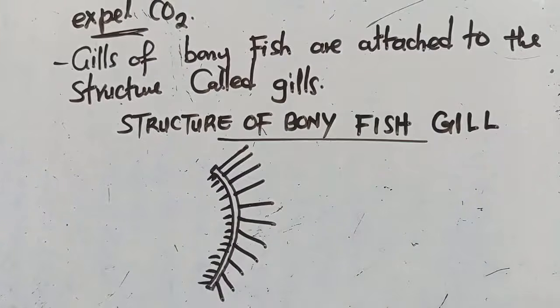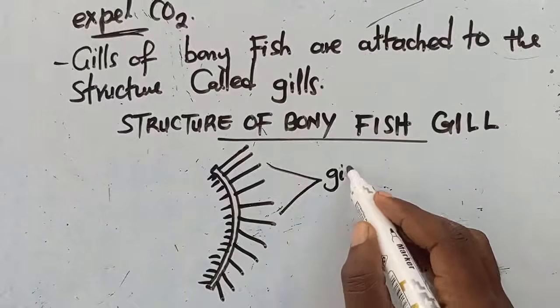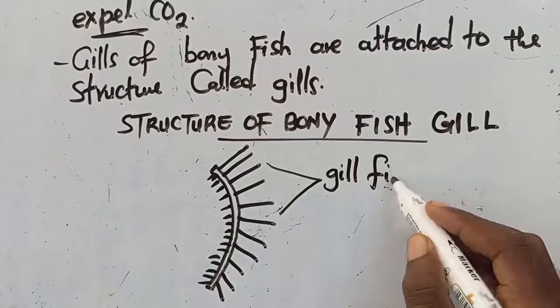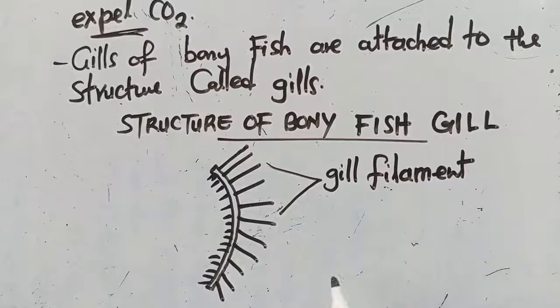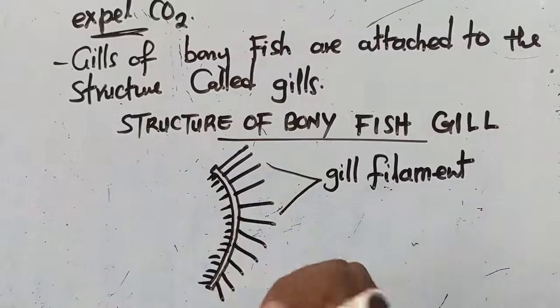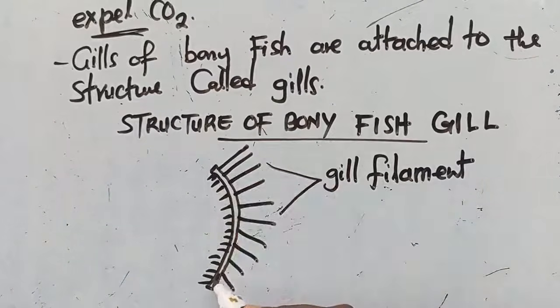This is just to give you an idea of what I'm trying to talk about. These things you are able to see, these ones, are what we call the gill filament. Then this thing that is here, this middle part here, what do we call that part? What is the name given to this part?